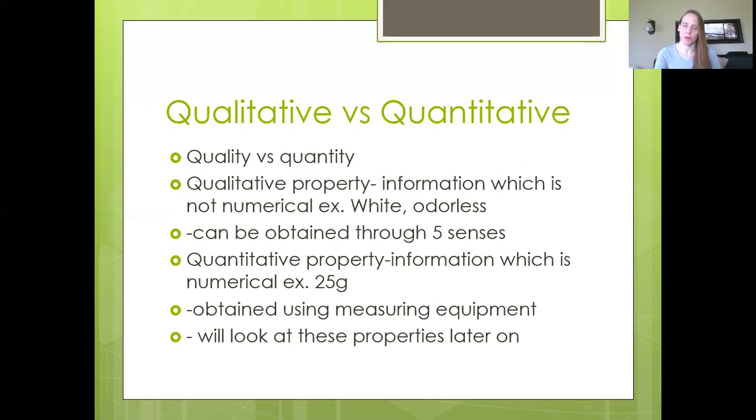When it comes to physical properties, they can be either qualitative or quantitative. The qualitative properties are ones that are not numerical. So things like saying the color of a substance or what it smells like, kind of just describing what it looks like, information that you can obtain with your five senses. It was rough or it was smooth, things like that. A quantitative property is information which is numerical, so it involves a number. Those are the properties that we obtain using measuring equipment. So whether you're determining volume or mass, if you need to weigh it, stuff like that.